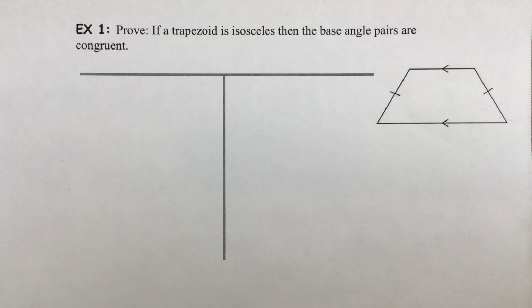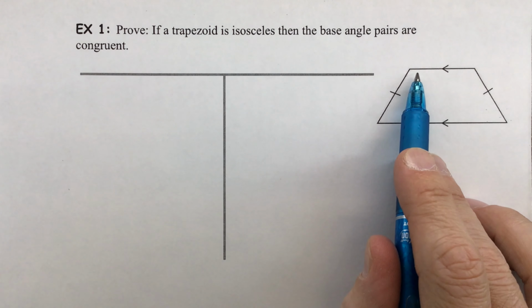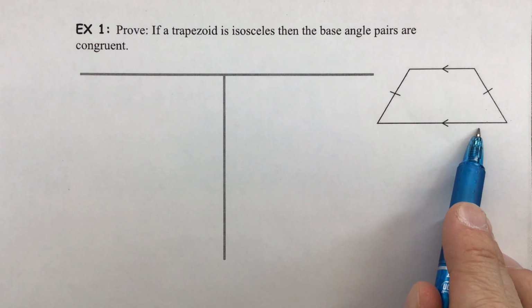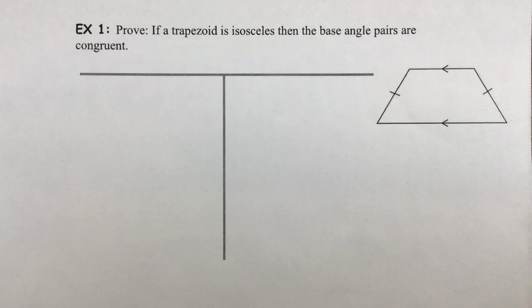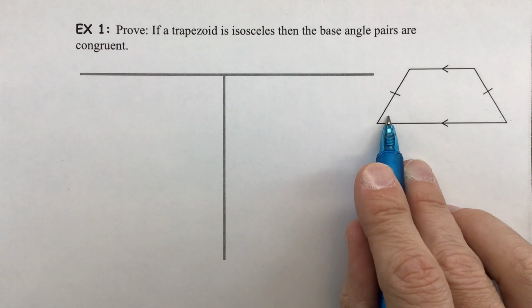All right, so here's the proof that I was referring to. We have an isosceles trapezoid, top and bottom are parallel, the leg lengths are going to be congruent, and we're going to prove that the base angles are congruent. In particular here, what I'm going to do is prove that the bottom two angles are congruent.